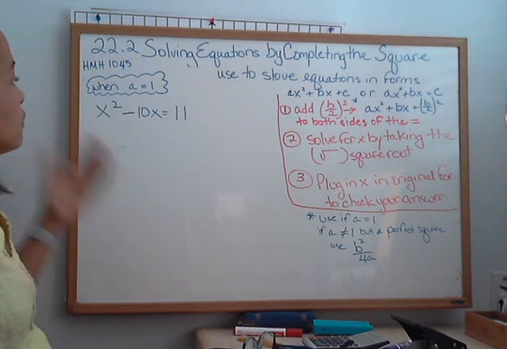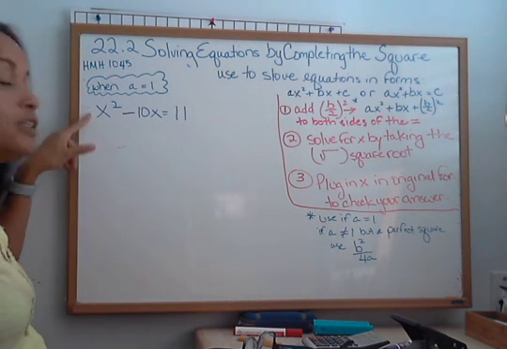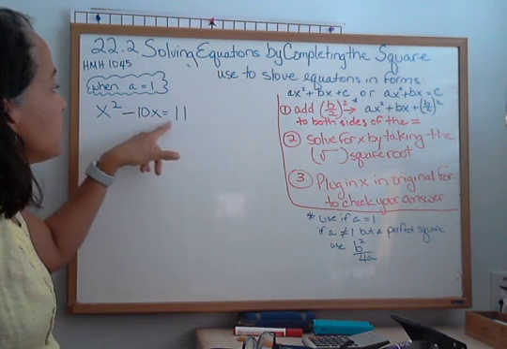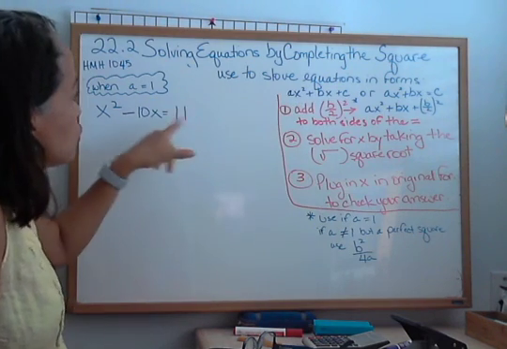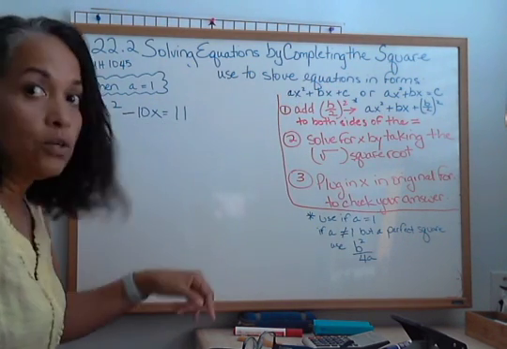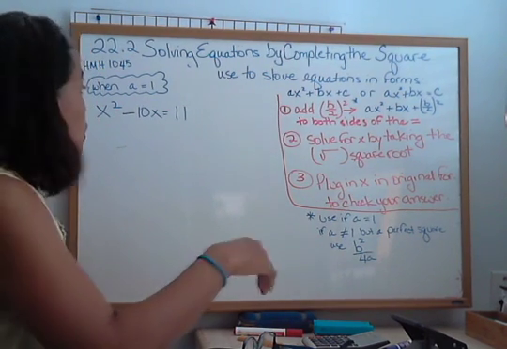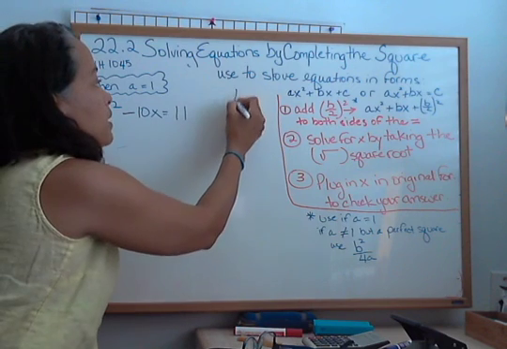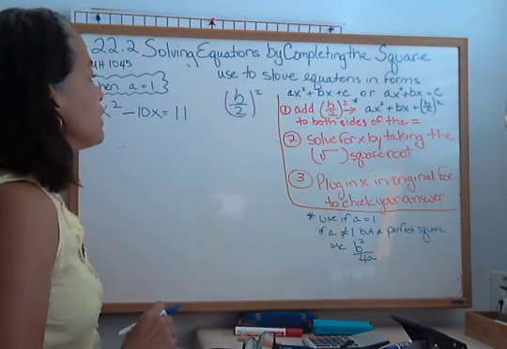So here's the first example when a is equal to 1, which means there's no coefficient in front of my x here. It's just x squared minus 10x equals 11. This is in standard form-ish. The c is on the side of the equal sign, which is okay. We are then going to do what? We are going to add b divided by 2 squared to both sides of the equation.